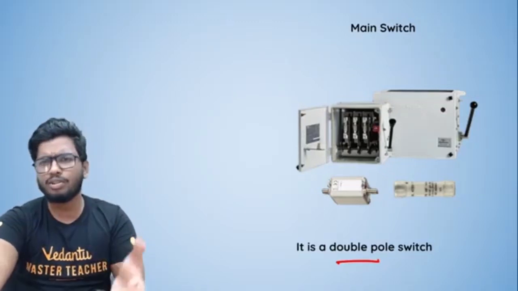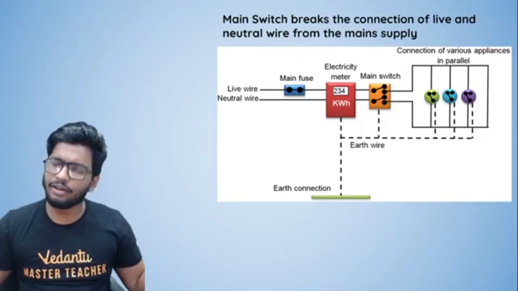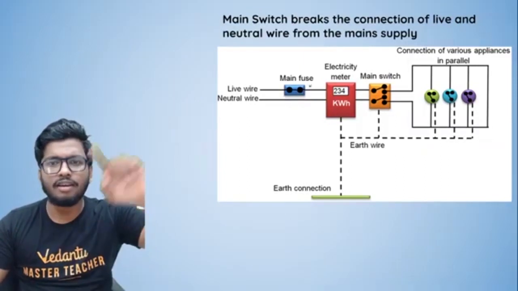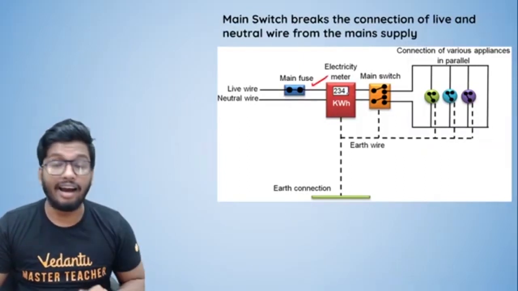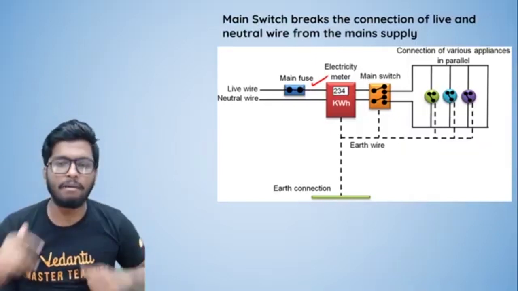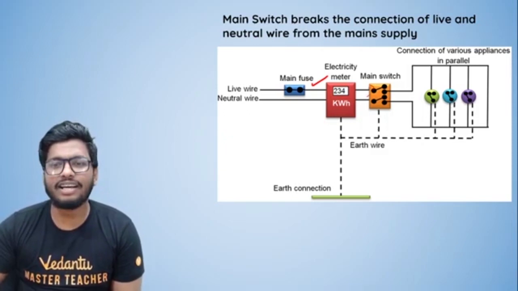So here you have the main switch. So basically, how does it work? How does it fall into our circuit? It's basically like this. You have the live wire that is coming through the main fuse. From the main fuse, it enters into the electric meter. The main fuse is something which is connected to the poles, if you remember that. So you have the meter, which tells you how much your energy consumption is. Then it goes into the main switch.